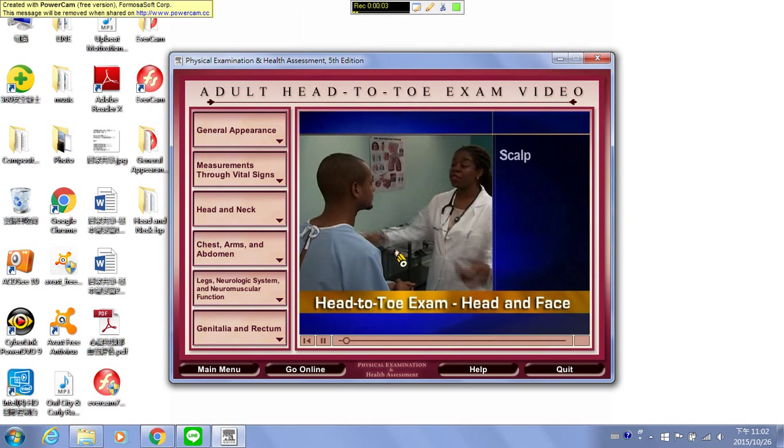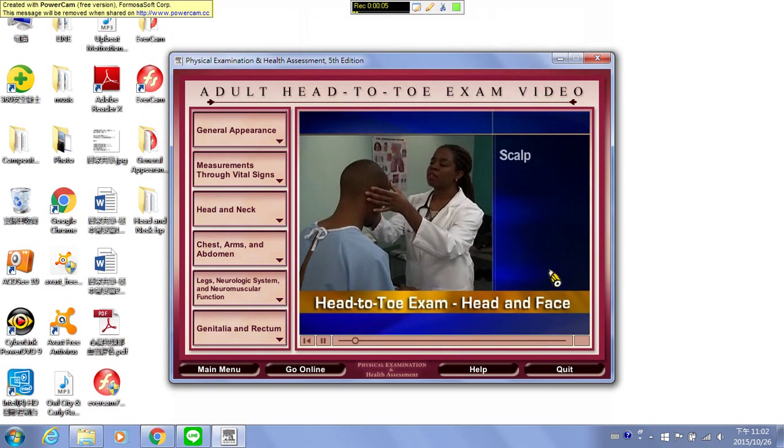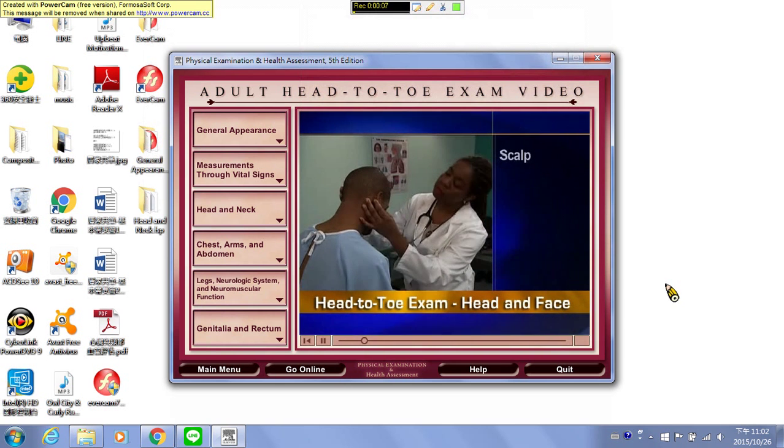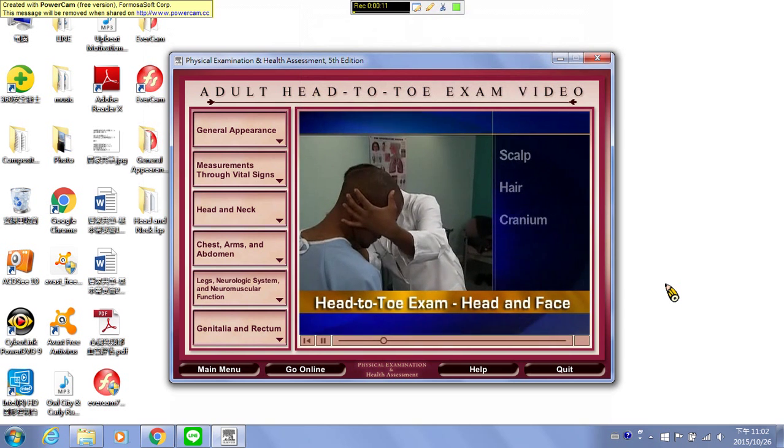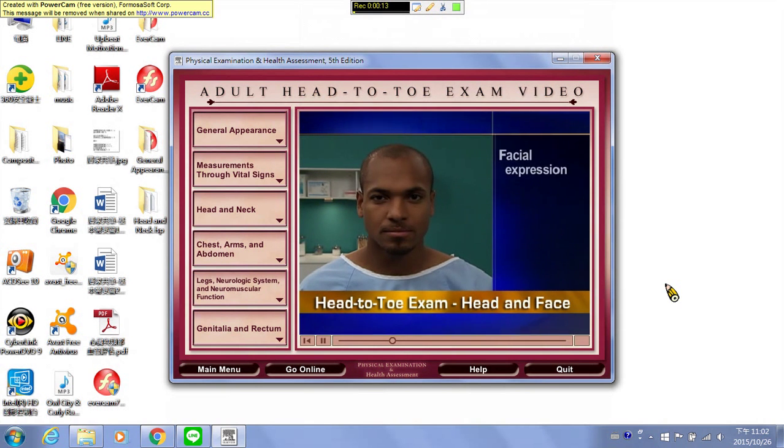I'm just going to check your scalp and your face right now. Now focus on the head and face. First, inspect and palpate the scalp, hair, and cranium. Also inspect the face, noting its expression and symmetry, which reflect cranial nerve 7 functioning.